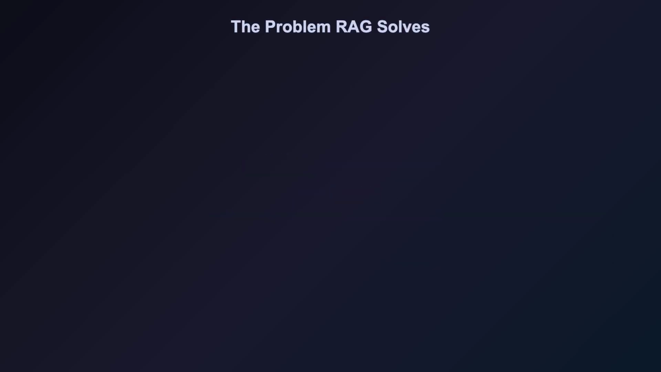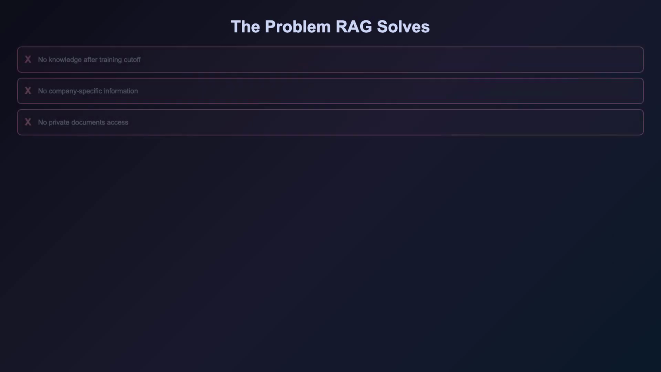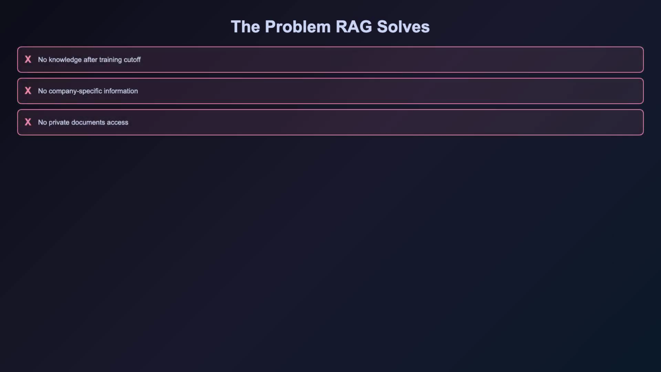Let's understand the problem RAG solves. Large language models are trained on public data up to a certain date. GPT-4's training data ends in 2023. It doesn't know about events after that, company-specific information, or private documents. You could fine-tune the model on your data, but that's expensive, takes time, and requires retraining whenever your data changes.